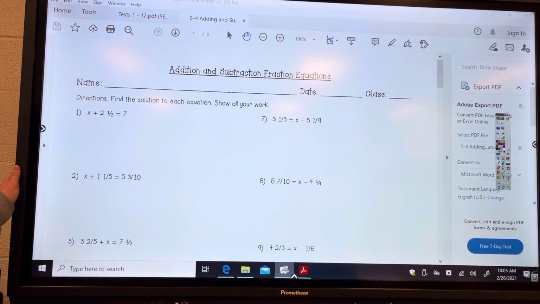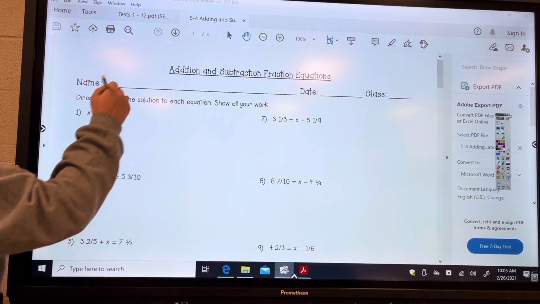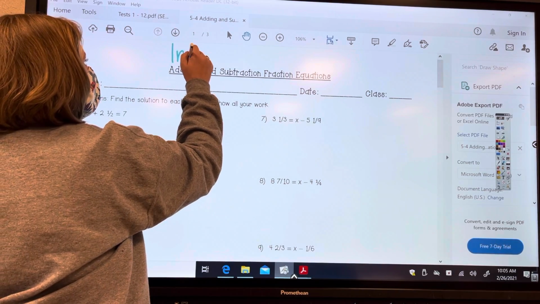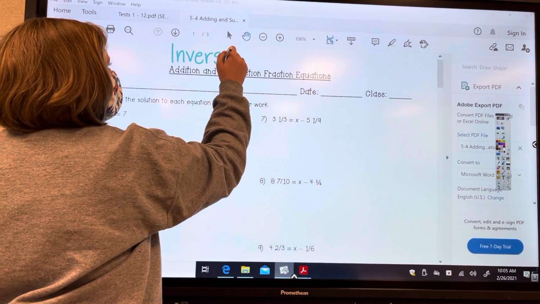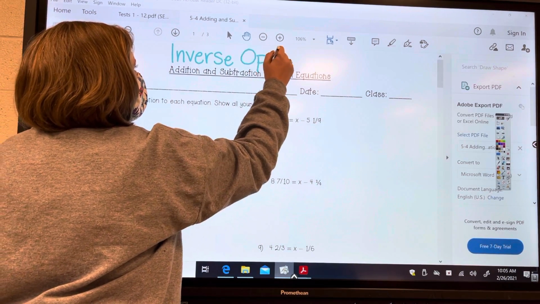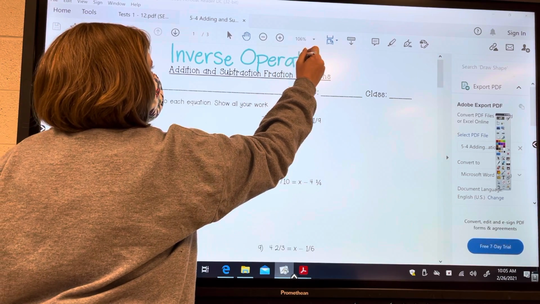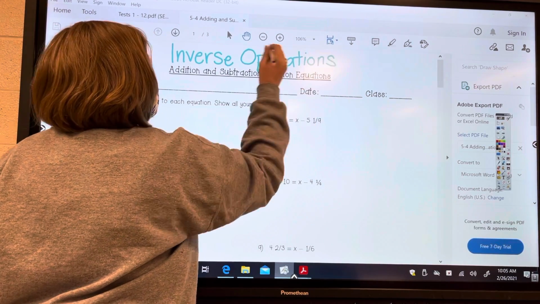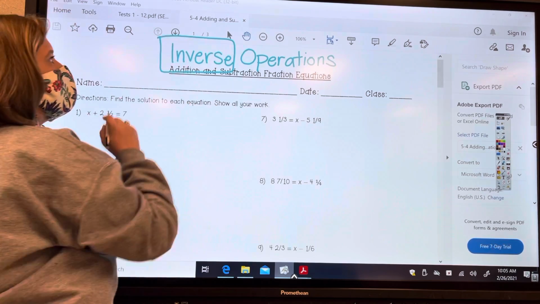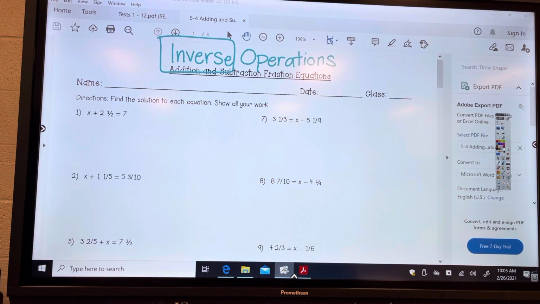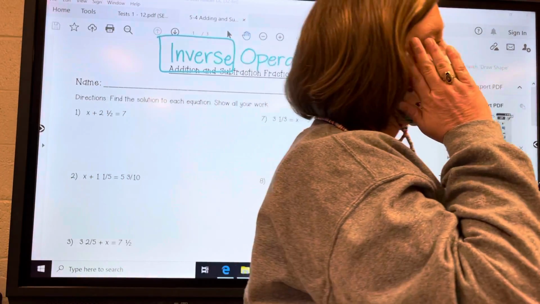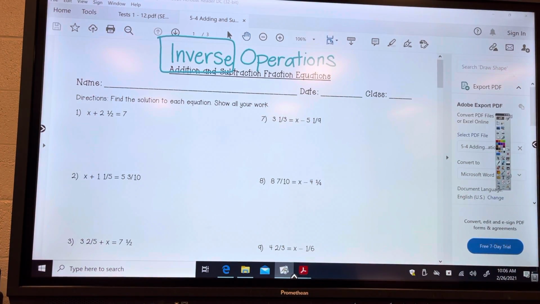Nobody? Inverse operations. And what does the word inverse mean? Opposite. It means the opposite operation, okay? So anytime we are trying to solve an algebraic equation, we are using inverse operations or opposite operations, okay?